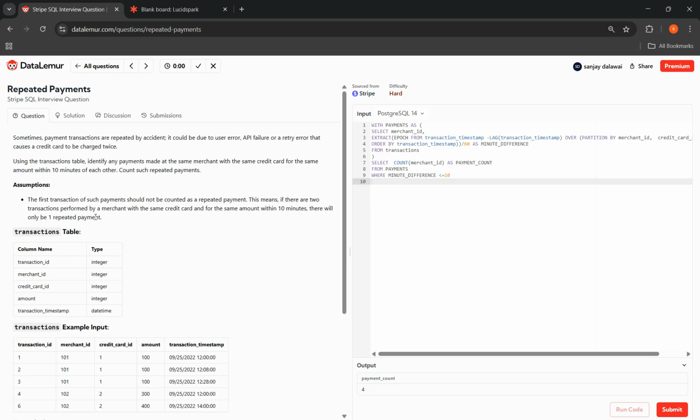This is how we can detect repeated payment transactions using SQL, a simple yet powerful solution for the real world problem of finding repeated payments. This kind of logic is especially important in fraud detection, payment reconciliation, and also in customer complaint resolution systems.